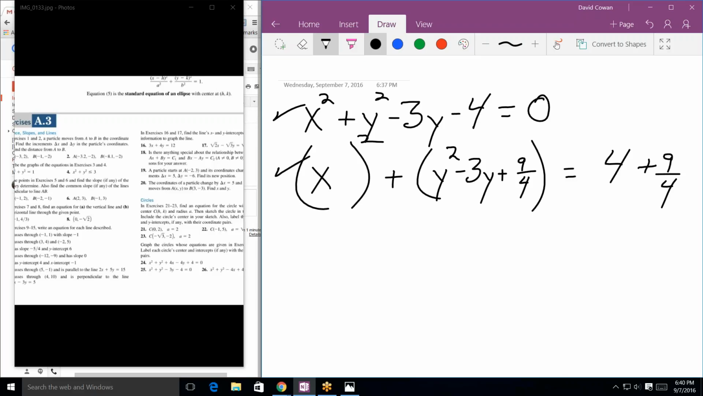Okay? And the beauty of completing the square is that once I've done it, now I can write it in standard circle format, which is x. I'll even put the 0 in just to be a little clearer. How do I write that?